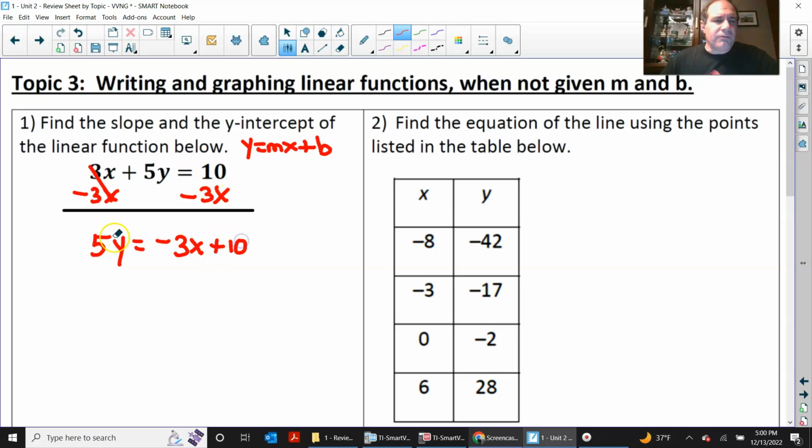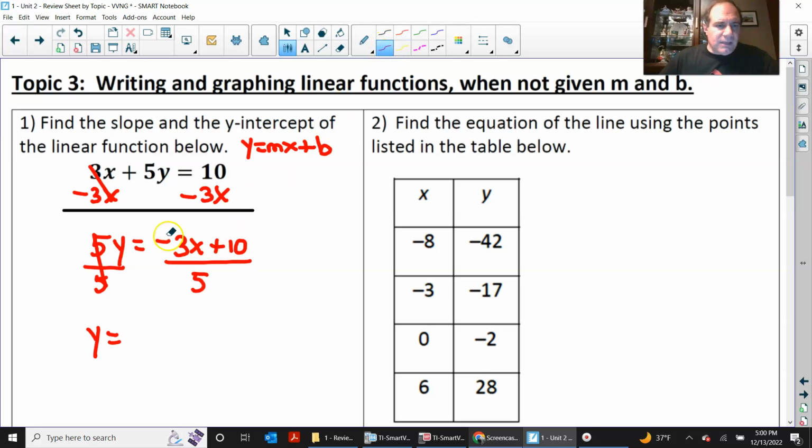This way, it's almost like y equals mx plus b right there. But there's one more step to get the y alone. You have to do the opposite of multiplication. You divide by 5. So we're going to cancel out the 5. And we're going to have y equals.